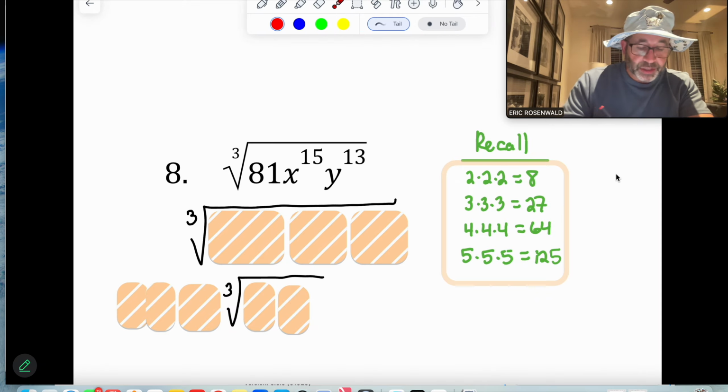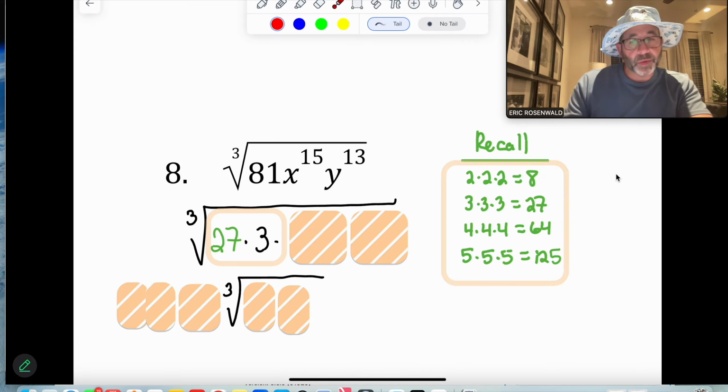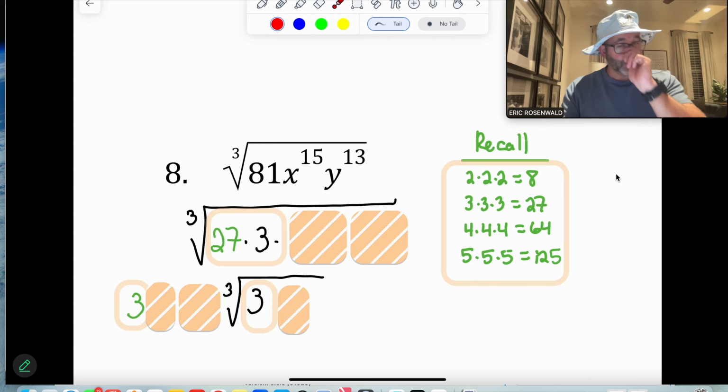81 is actually divisible by 27 right here. Okay, so if we break 81 into 27 and 3, the cube root of 27 is 3, and then we're still left with that 3 that was on the inside.